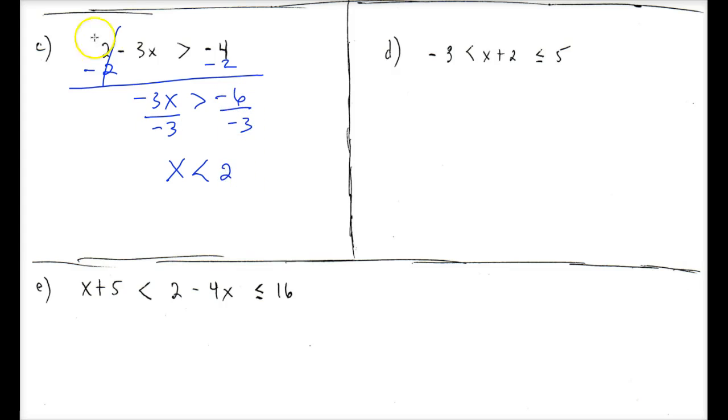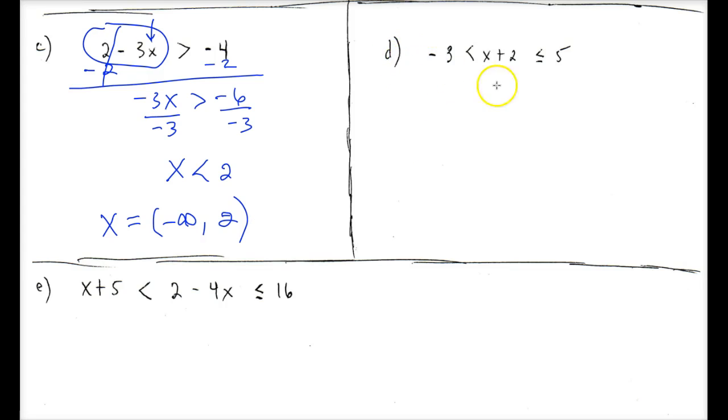So values of x that are less than 2, if I were to plug them into the x here, would produce values that will be greater than -4 over here. So that's essentially what we are finding when we do these inequalities. In interval notation, this will look this way.